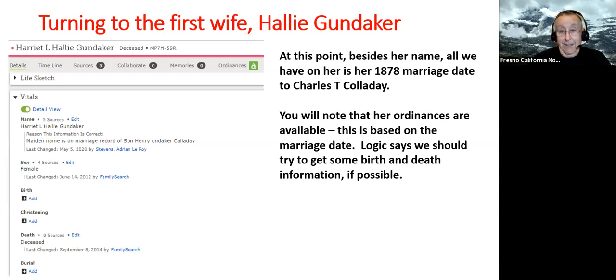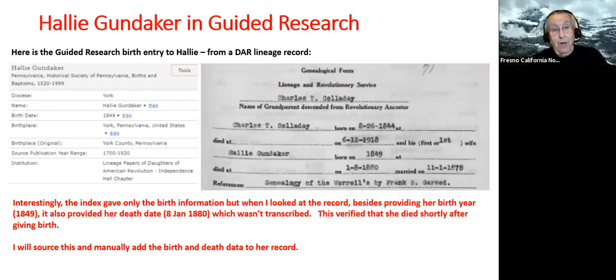Okay. And so what we need to do is see if we can find out some of that. So I went to guided research and I searched for birth for her. And up came something that was kind of strange. It's a DAR lineage record. And if you want strange things, this is a great one. So it's for Hallie Gundaker. It says that she was born in 1849 in York, Pennsylvania. And it had a picture for the image. It had an image thing. So I clicked on the image.